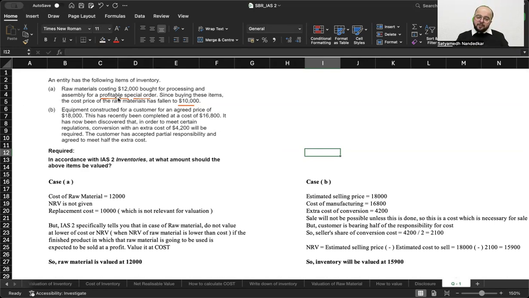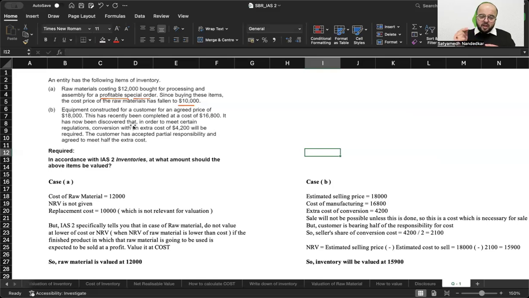And this item, raw material, is going to be used in a profitable special order. The final product in which it is going to be used is expected to be sold at a profit. And IAS 2 specifically tells you that in case of inventory, if the final product in which this raw material is going to be used is expected to be sold at a profit, then value the inventory at cost. So you will value the inventory of raw material at 12,000. Okay, look at the second sub question.